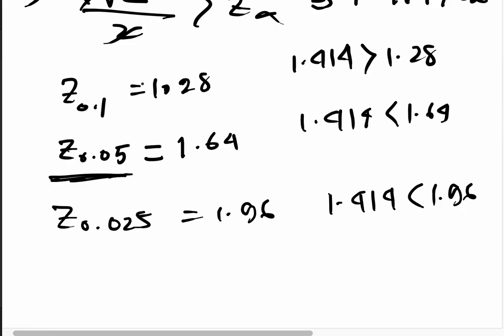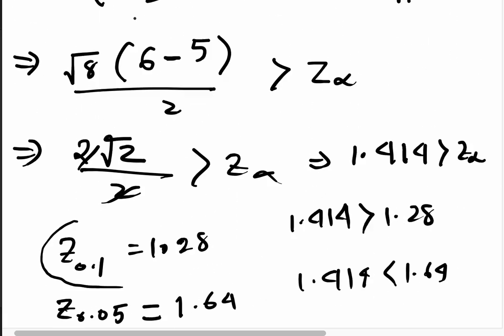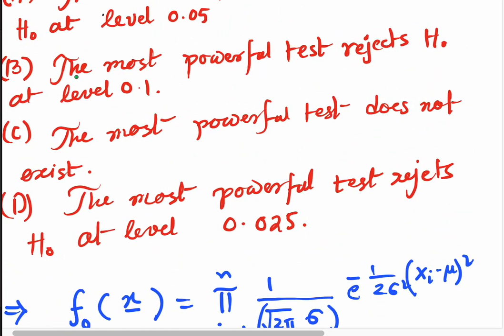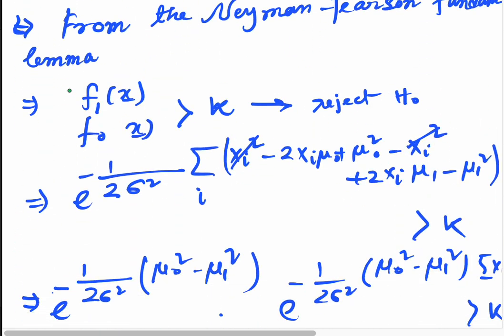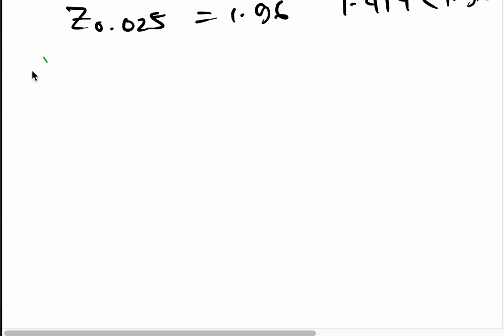So you can reject the H0 at level 0.1. So option B is correct. Option B is correct, that the most powerful test rejects H0 at level 0.1. This is correct. So this is question 8. Now move to question 9.